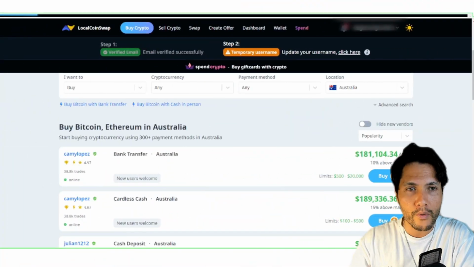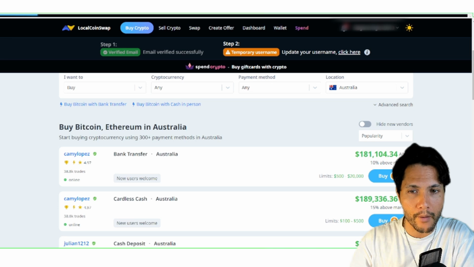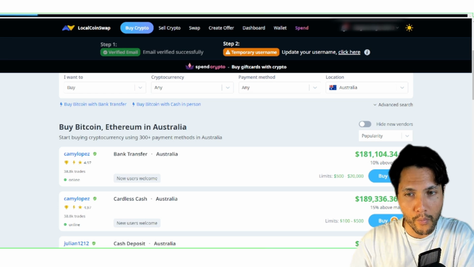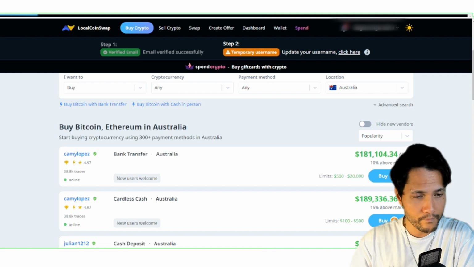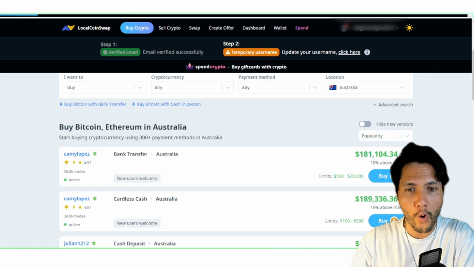So someone was having a complaint before that there is KYC required if you open up a trade with one of these buyers here. So you don't need KYC to sign up to the website, but if you open a trade with one of these sellers here, they might ask you for more personal information. So let me just clear this up real quick.